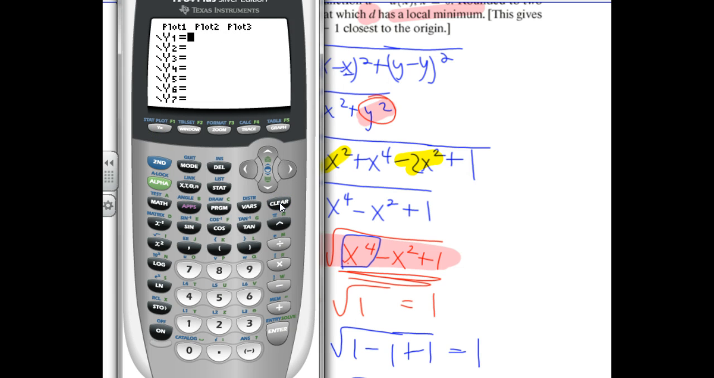So under my y equals, I'm going to do the square root. I always hit zoom 6 the first time I graph. Probably won't see what I want to see at zoom 6. Find the minimum. Well, closest to 0. So I kind of want to zoom in here a little bit. Let's see, do I have the right function? Square root of x to the 4th minus x squared plus 1. Yeah. Okay. I'm going to hit zoom to enter. Maybe I'll get a little bit better picture.